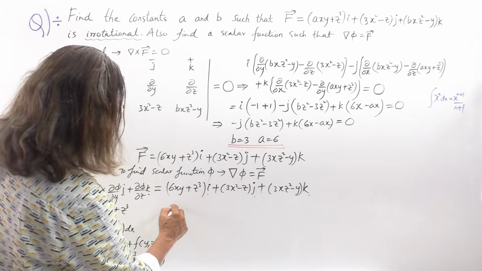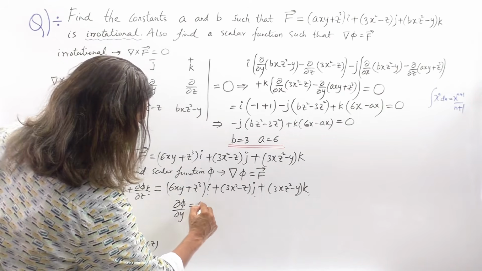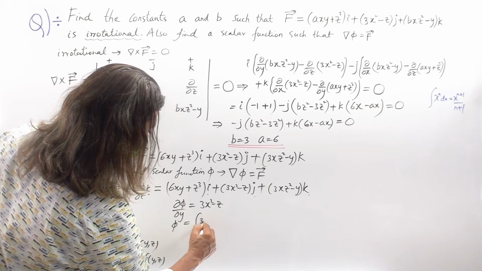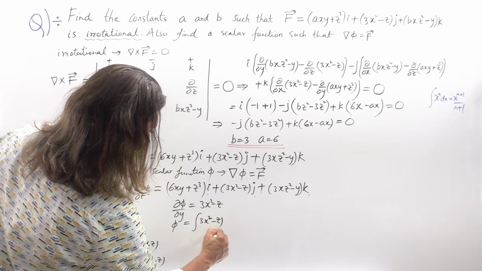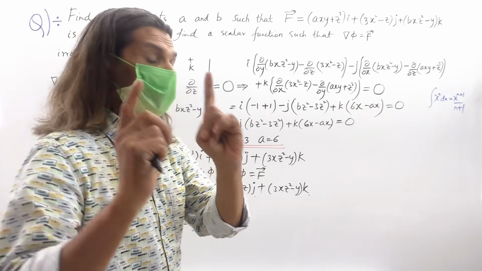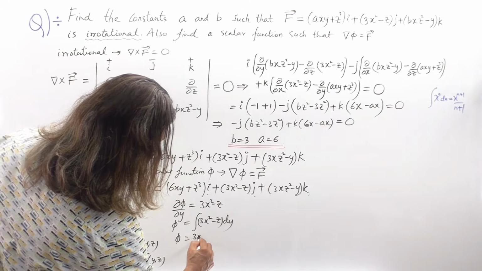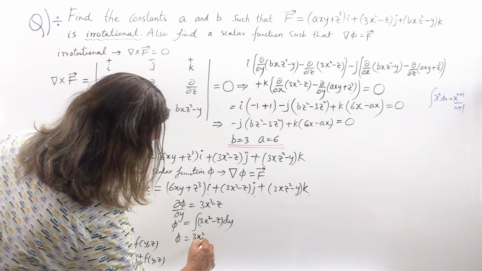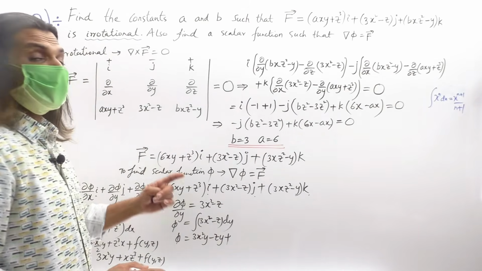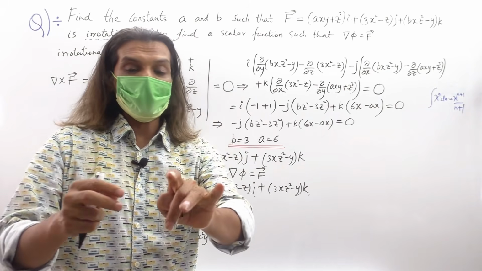The next one is dou phi by dou y is equal to, what is that? 3x square minus z. Therefore phi is equal to integration of 3x square minus z with respect to dy. Now here we are integrating with respect to y. So phi is equal to 3x square as it is, integration of 1 dy is y, minus z as it is, integration of 1 is y, and since we are integrating with respect to y here, the constants remaining are x and z.